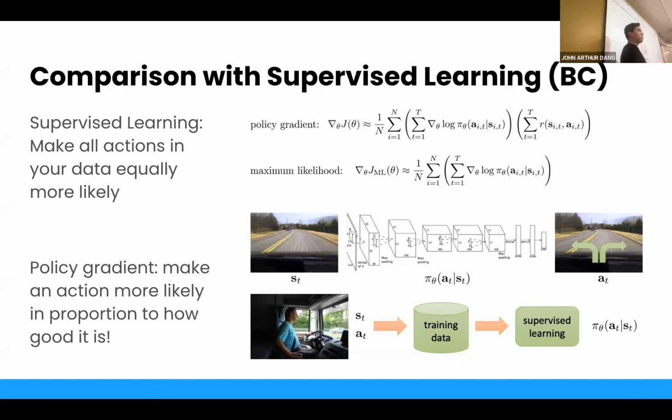Notice that in supervised learning and behavior cloning, there was no reward term at all. We just assumed that everything the human or expert did was optimal. We're just going to make all of those equally more likely. In policy gradient, we say we make the actions more likely in proportion to how much reward they got.